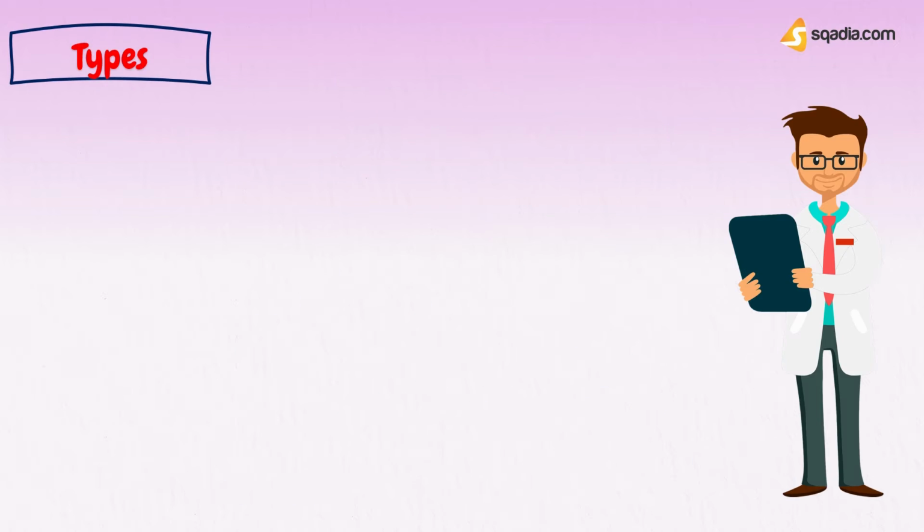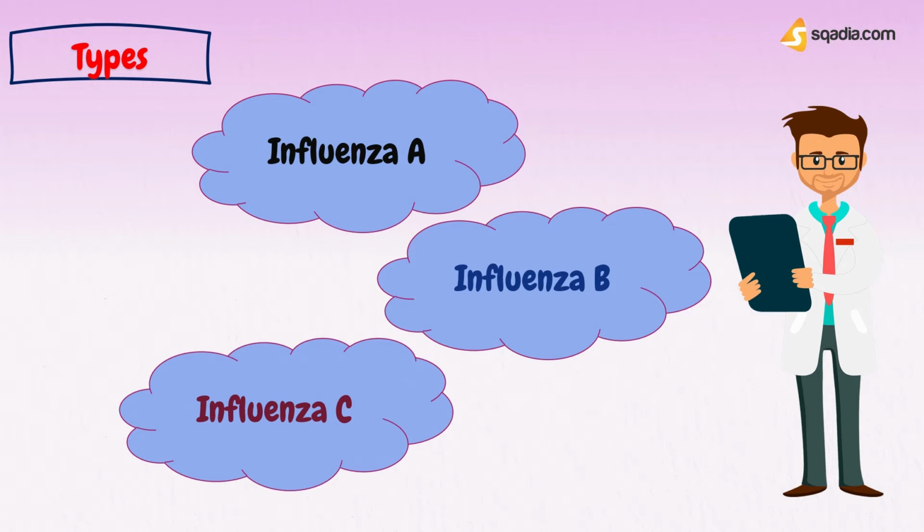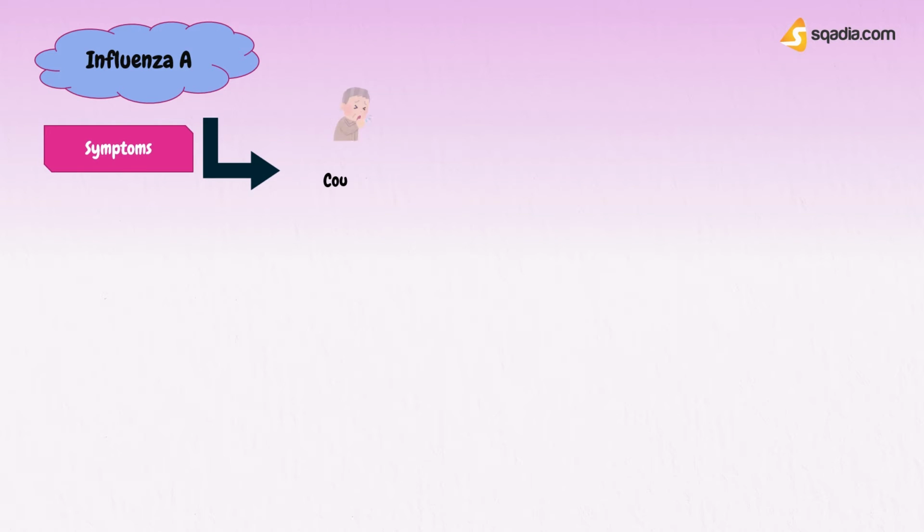Moving on to the types of influenza viruses. There are 3 main types of influenza virus: Influenza A, Influenza B, and Influenza C. You will learn how they differ from one another. Each has its own distinct characteristics that set the 3 antigenic types of influenza viruses apart. Let's start by talking about Influenza A. We will go through the symptoms, sources, and preventive measures of the influenza virus.